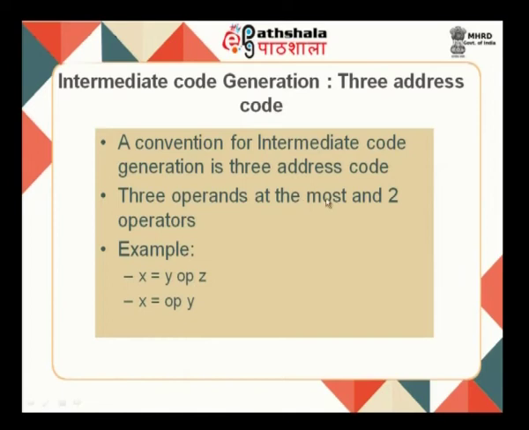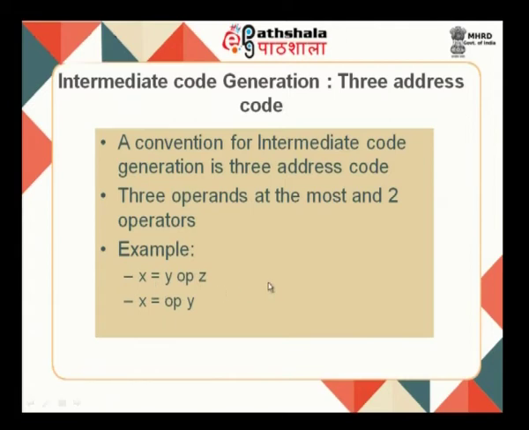One example is 3 address code, which is one type of intermediate code. It can have at most 3 operands and 1 operator besides the assignment operator. Out of the operators, one has to be the equal to assignment operator. Examples are x is equal to y operator z, x is equal to operator y. This is one type of 3 address code. Here y, z, x are the 3 addresses, and I have one operator and an equal to operator also.